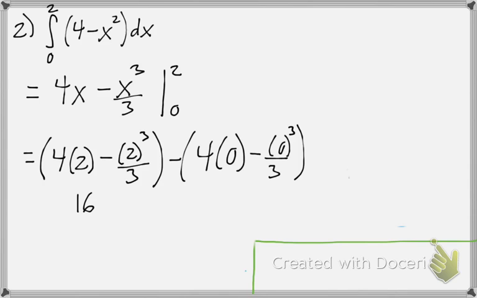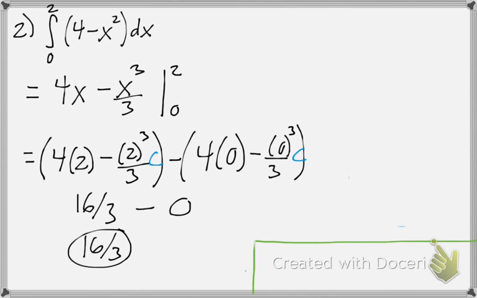So this will be 16 over 3 minus 0, which is going to be just 16 over 3. Again, if you had included the c's, there would be a c here minus a c here, and they would cancel out, so it wouldn't matter. So if you compare the 16 over 3 to section 5.2 number 8, it's really the same thing, and this is much faster using our integration rules than using the definition of the definite integral.